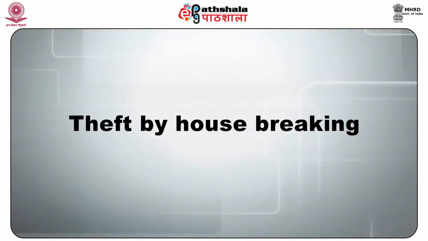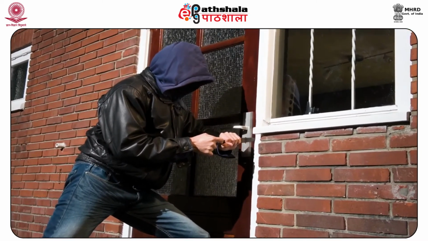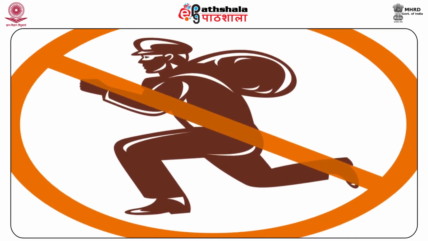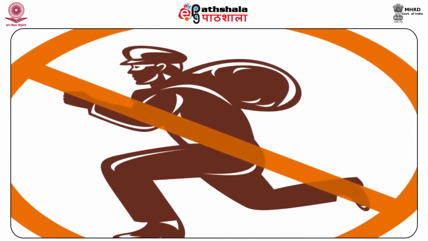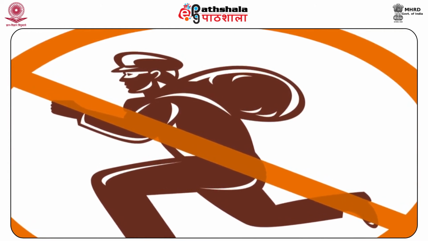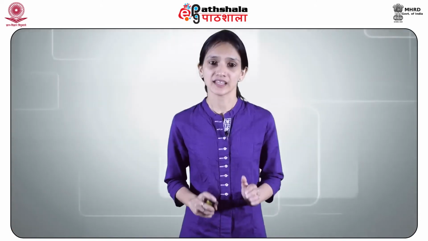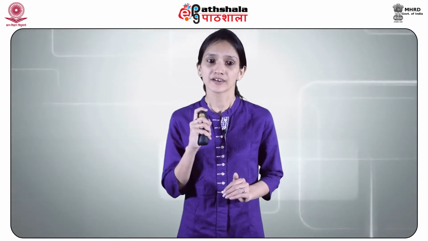Next is theft by housebreaking. If there is illegal trespassing in a house for the purpose of theft, then the crime occurs. Now, what is theft? If some article or possession of a person is stolen without the knowledge or permission of the owner, then this crime is committed. Next is looting with the employment of force or beating. When there is an effort to steal, and during the actual operation of theft a person is injured in the fight or dies, or if a person is illegally intimidated with death or hurt, and then the theft is done, this act comes under looting. Thus, looting is stealing with the use of violence.